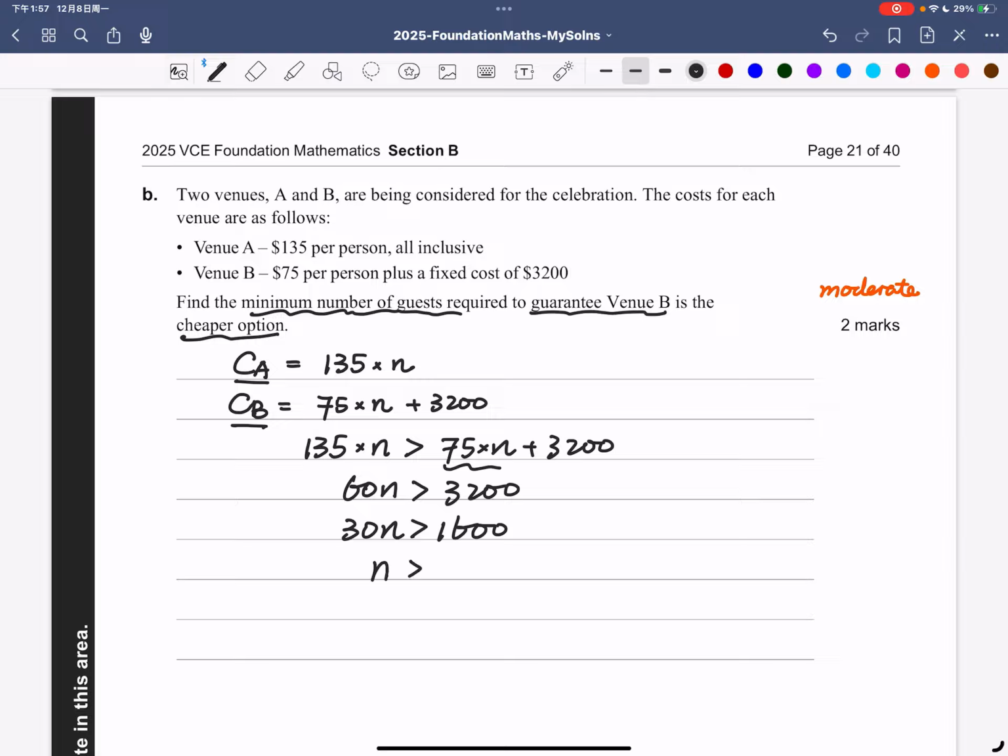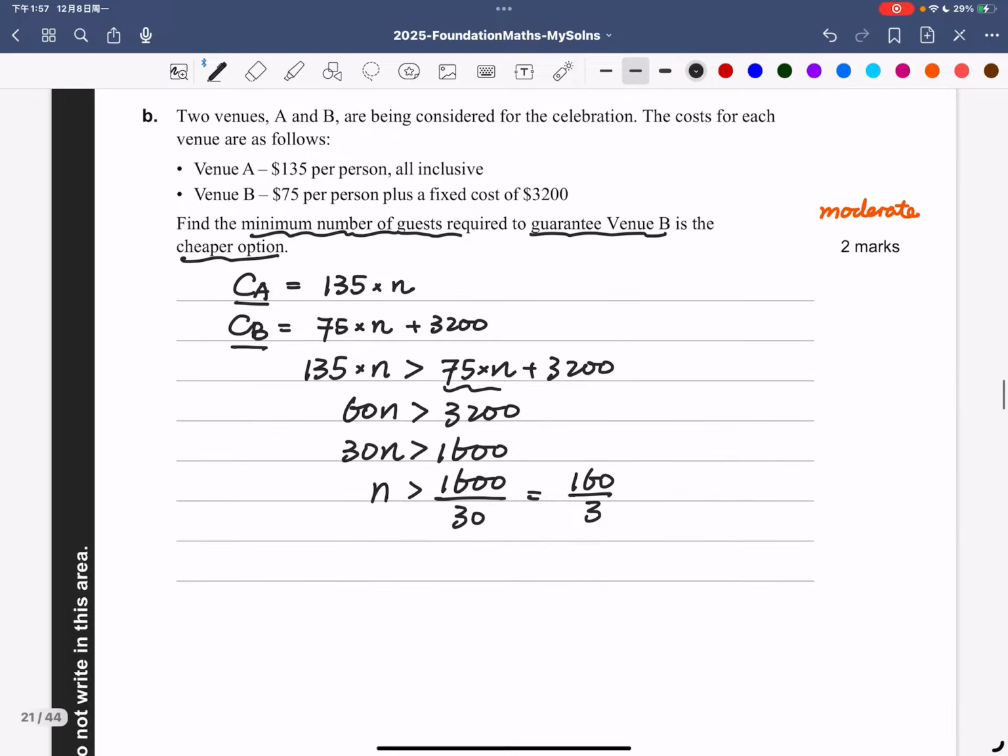So N is 1,600 divided by 30. N is greater than that. And that gives you 160 divided by 3. Okay, but we need to take a whole number for that. Therefore, this will be 53.333 recurring. The minimum number of guests, we can't take 53 because 53 doesn't satisfy N greater than 53 and a 1/3. So the smallest, the beginning number, will actually be 54.